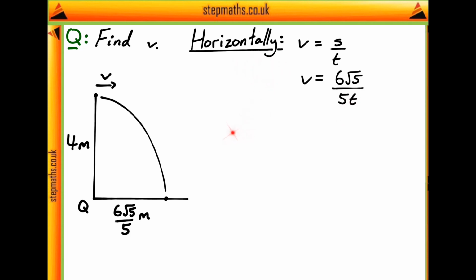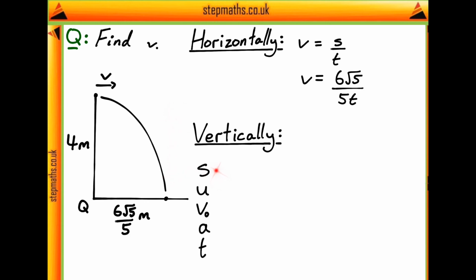So let's move on and look at the vertical direction. So here we have an acceleration. The projectile is going to be accelerating downwards at a rate of g. So we can use the SUVAT equations. Since it's a constant acceleration, these are going to work out just fine. So with this, let's try and think about what each of these variables are going to be equal to. So s is going to be our vertical displacement, the displacement downwards, which we know is just going to be 4 meters.